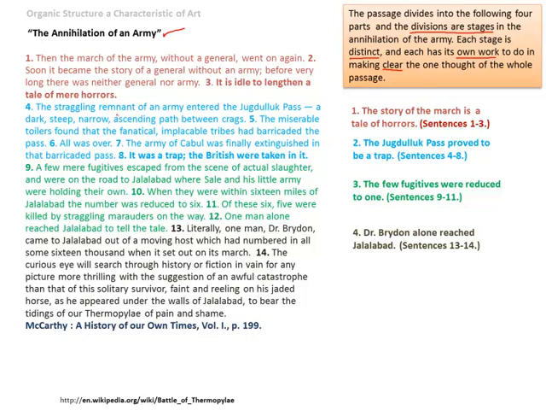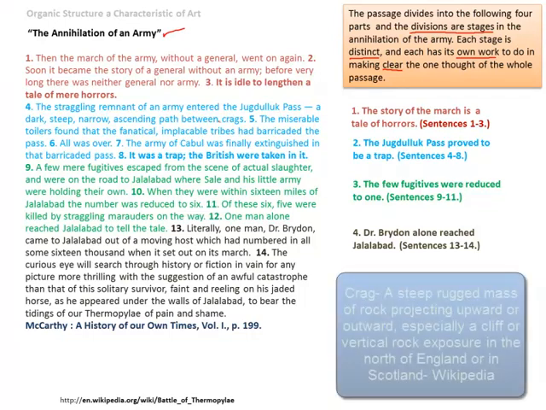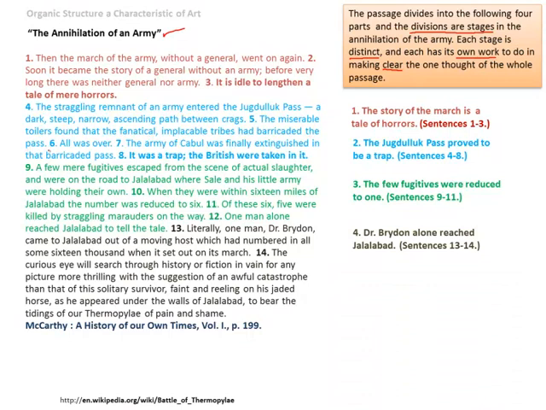So it says, "The straggling remnant of an army entered the Jugdulluk Pass, a dark, steep, narrow, ascending path between crags. The miserable toilers found that the fanatical, implacable tribes had barricaded the pass. All was over." This is like a summary of what came before. "The army of Kabul was finally extinguished in that barricaded pass. It was a trap. The British were taken in it." And if you look at this, he's referring to the group that's left, calling them a straggling remnant, and he says they entered. Here, the straggling remnant is called the miserable toilers, and they found.